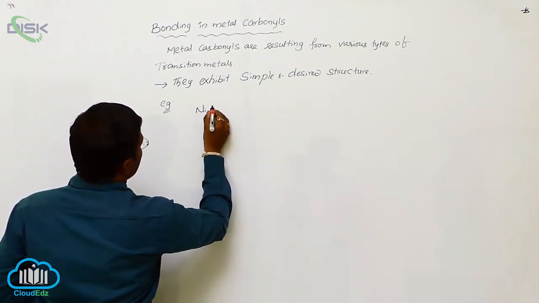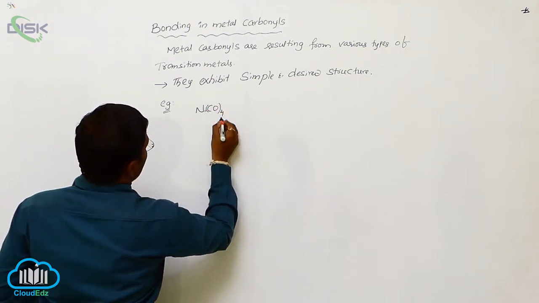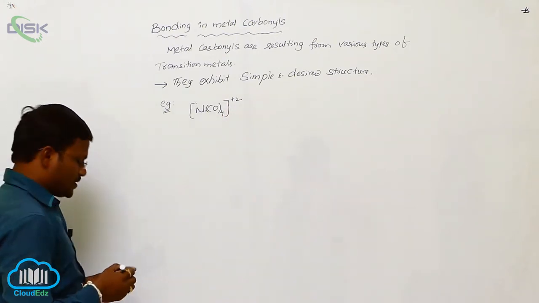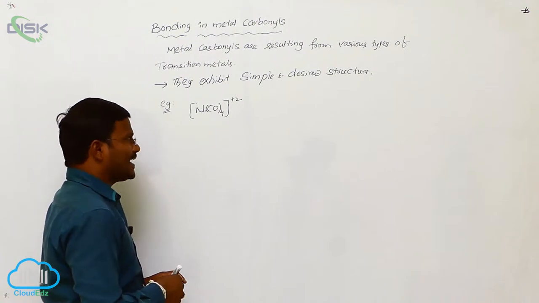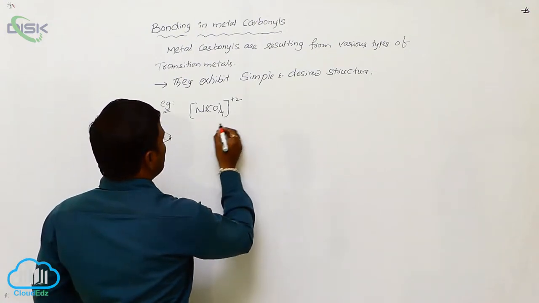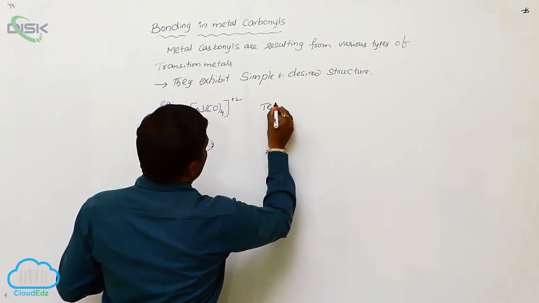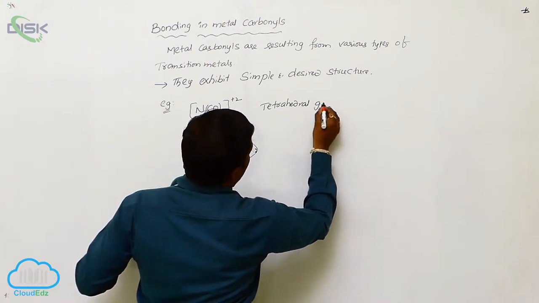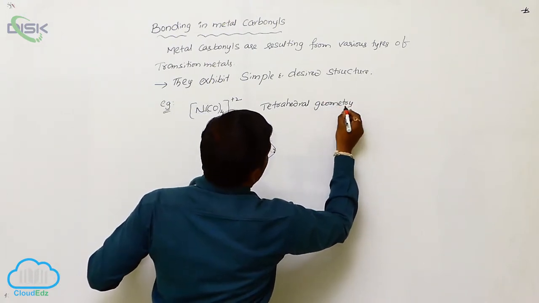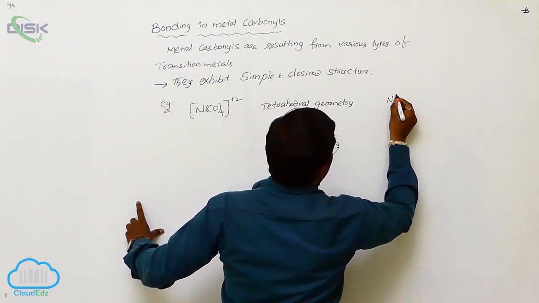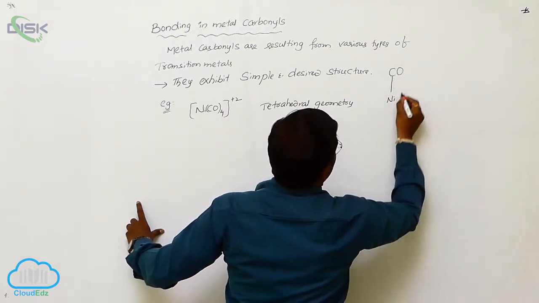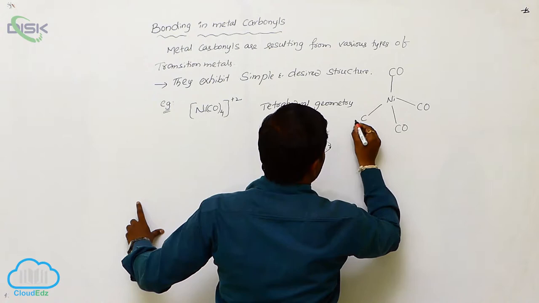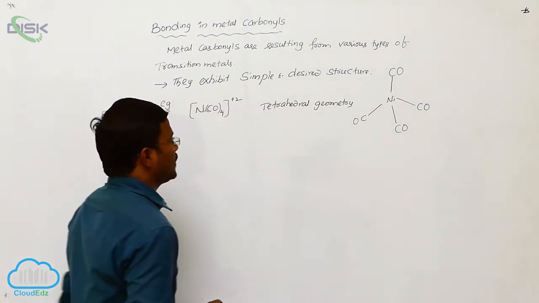I would like to consider Ni(CO)4. The name of the compound is tetracarbonyl nickel complex. Here it exhibits tetrahedral geometry, in which nickel is connected with 4 carbon monoxides via coordination covalent bond in a tetrahedral manner.